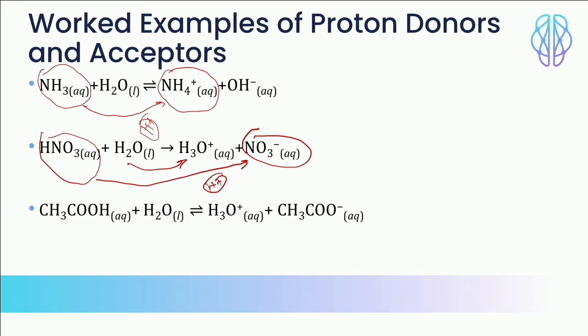In our last example, we have acetic acid and water reacting to form a hydronium and the acetate anion. Similarly, we're going to use our pattern recognition. So this and this look very similar, only in that it has lost a H+.